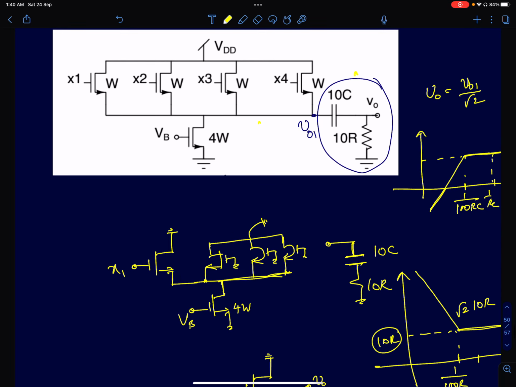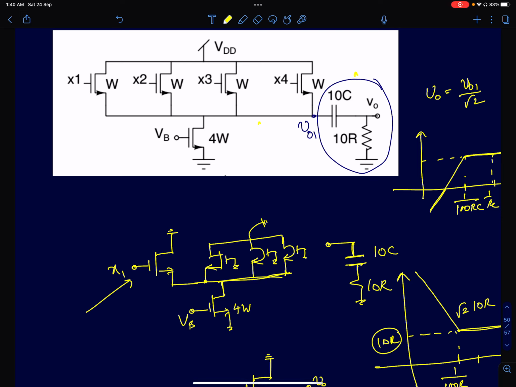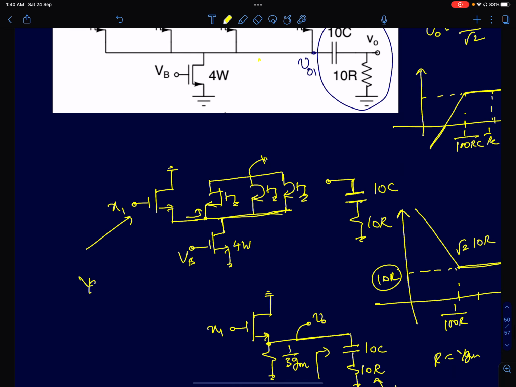So when I apply superposition, I'll assume only X1 is present, X2, X3, and X4 are 0. So these three gates are at ground. And the looking in impedance is going to be 1 by GM in parallel with 1 by GM in parallel with 1 by GM. So since R0 is infinity, I can ignore the lower device.